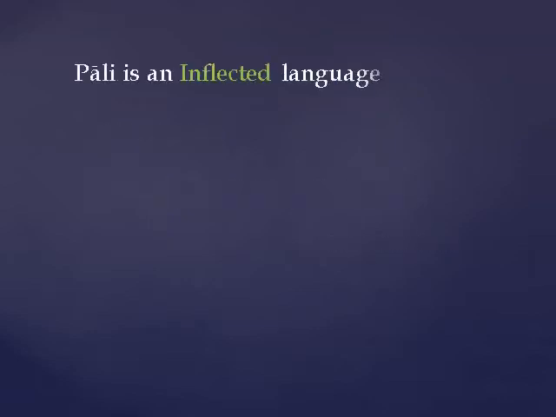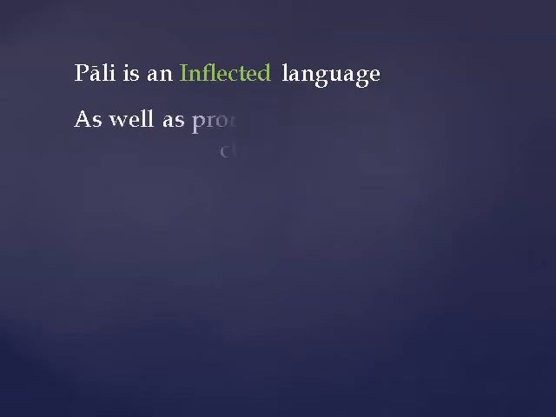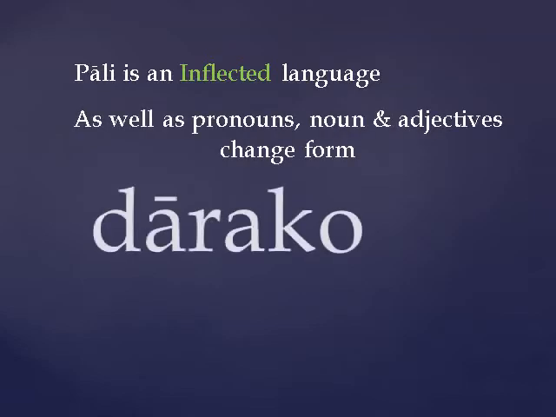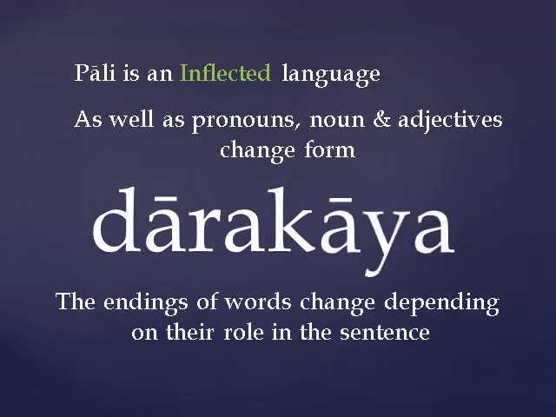Pali is an inflected language. What this means is that, like pronouns in English, words in Pali change their form depending on the role that they're playing in the sentence. But in Pali, as well as the pronouns, most nouns and adjectives too change their form to indicate the role that they're playing in the sentence. And as you can see, the endings of the words can change to indicate their function.